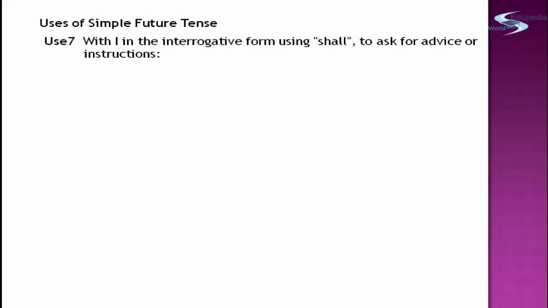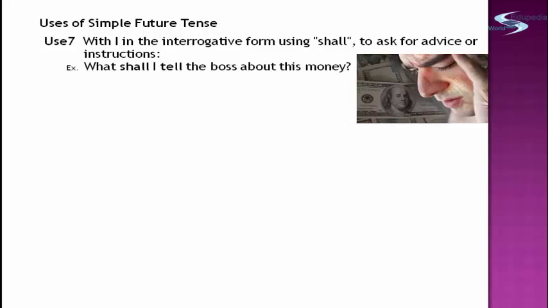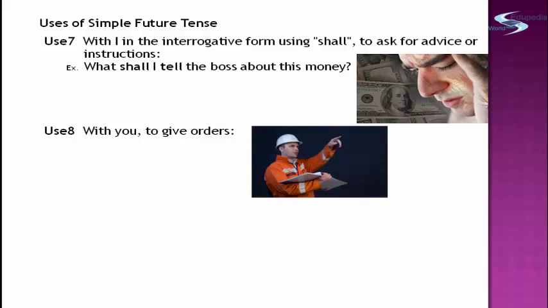Continuation of the usage of simple future tense. Use 7. It is used with I in the interrogative form using shall to ask for advice or instructions. What shall I tell the boss about this money? Usage 8. It is used with you to give orders. You will do exactly as I say.